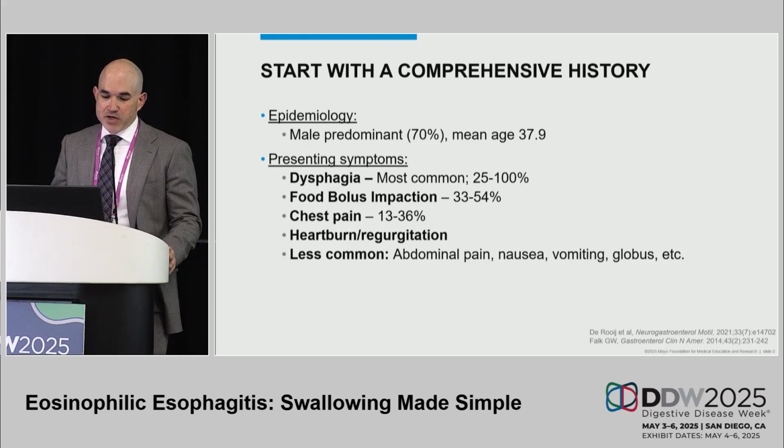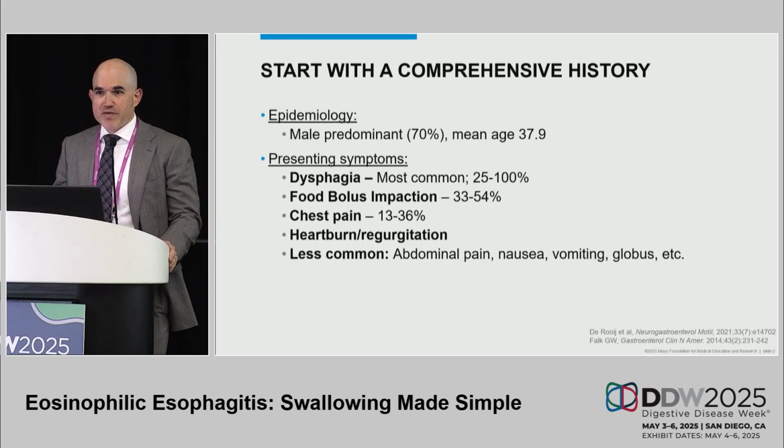In addition to that, patients may present with things like chest pain. They may have symptoms that mirror what we see in GERD, things like heartburn and a sensation of regurgitation, and then a potpourri of other symptoms, less commonly things like abdominal pain, nausea, or vomiting.